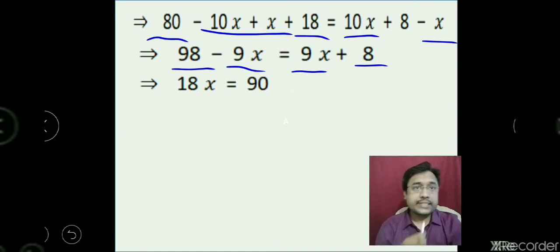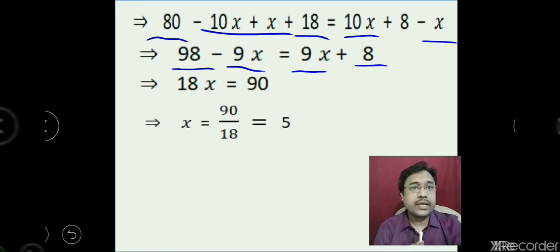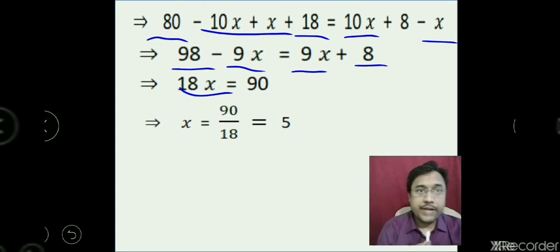So 18x, and now 98 minus 8. This 8 you take to the left side. So 98 minus 8 you will get 90 only. So that means 18x equals 90 after solving this equation. Then x equals 90 by 18, which is 5, because 18 is multiplying on this side, so on the other side you will divide by 18. So 90 by 18 is 5.